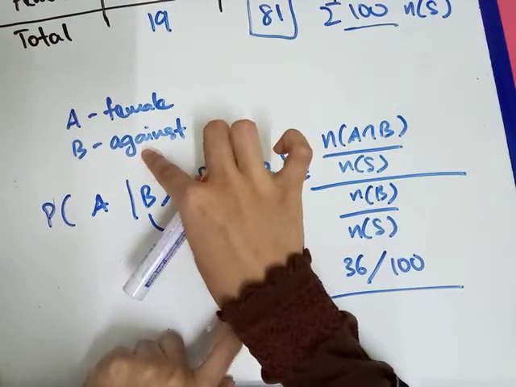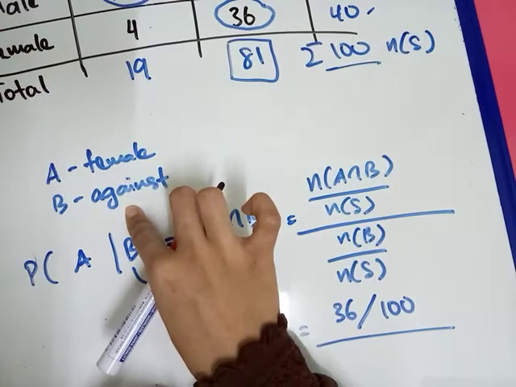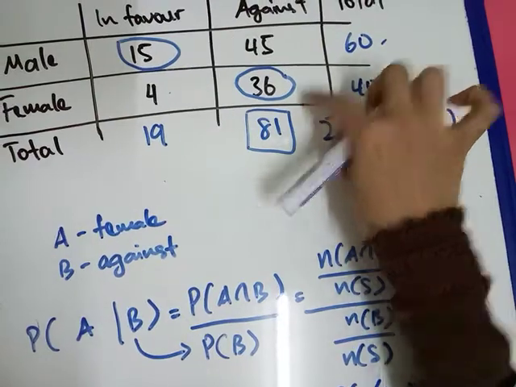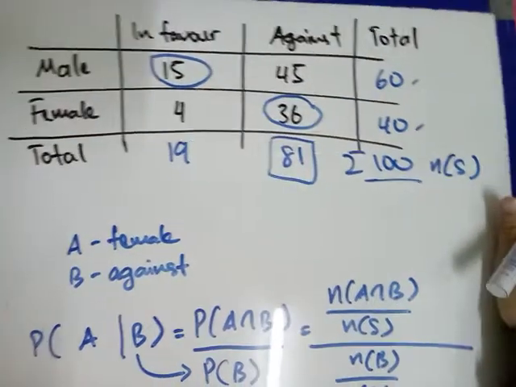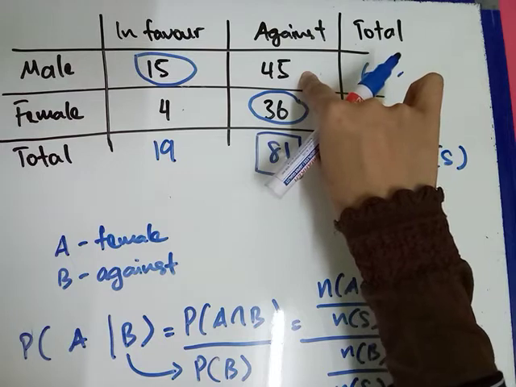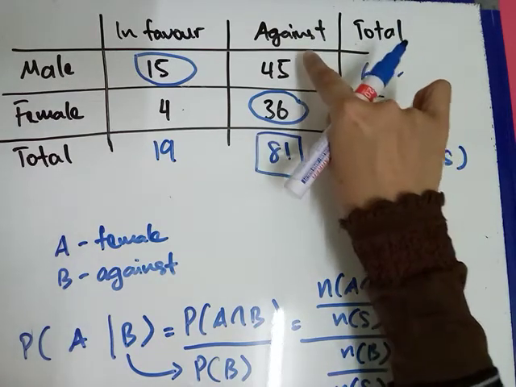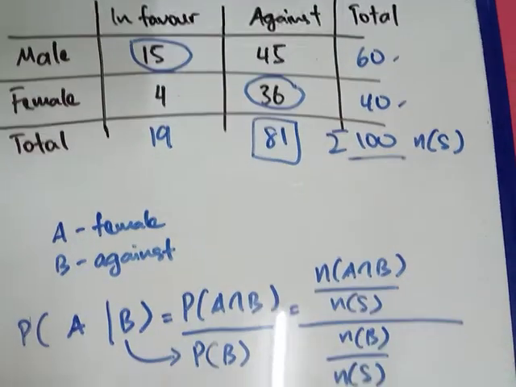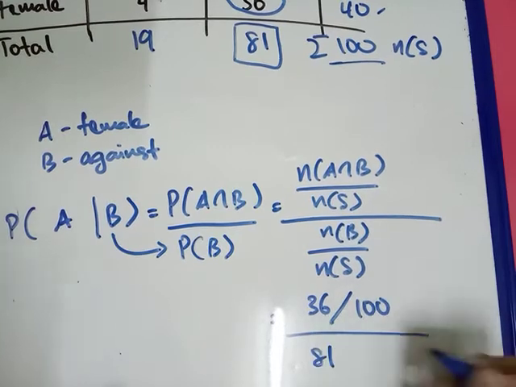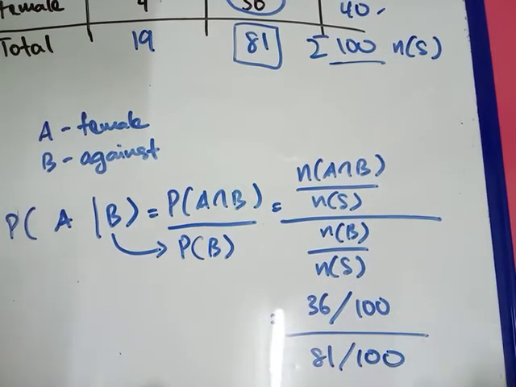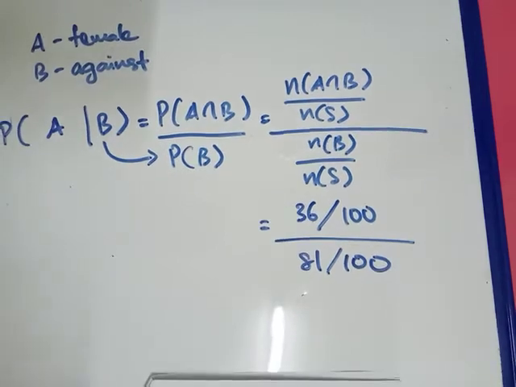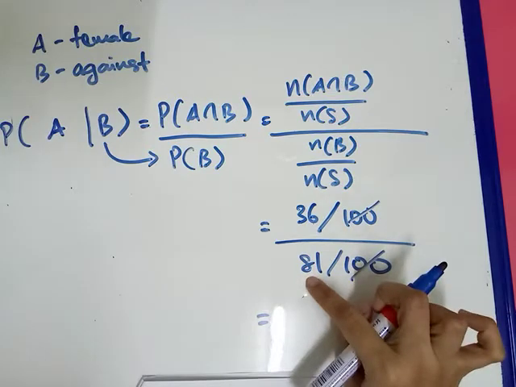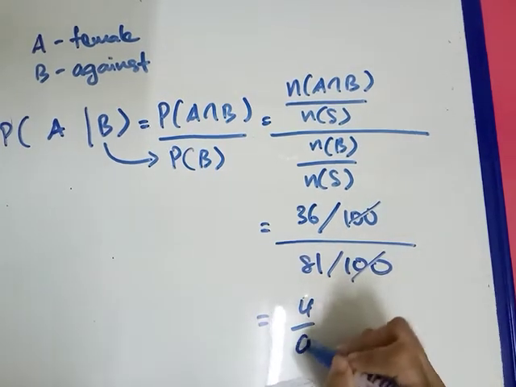We know that B is against. Kita dah letkan sebagai against. So dia tak mention male, whether male atau female. Dah nampak dah. Okay, the number of element in set B which is against, dia tak mention male ataupun female. So kita ambil total dia 81. Alright, kita ambil yang total dia 81 over dengan NS dia which is 100, number of element in sample space dia. Okay, so 100 we can cancel out. So 36 divide 81, we get 4 over 9.